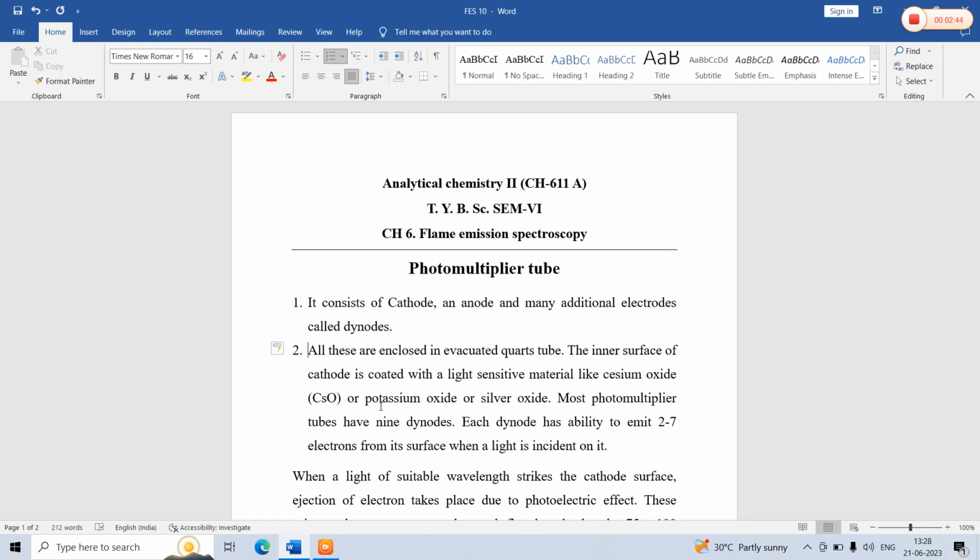Each diode has the ability to emit 2 to 7 electrons from its surface when light is incident on it. Every diode has the ability to eject 2 to 7 electrons when light of a proper wavelength is incident on the cathode surface.